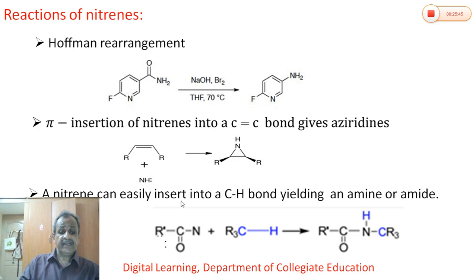Or nitrene can be easily inserted into a C-H bond leading to an amine or amide. If you take one example, nitrene with an alkane, then we can insert RCO-NH, the hydrogen goes here, and we get RCO-NH-CR. An amide is formed. Therefore, in these reactions, nitrenes are involved.